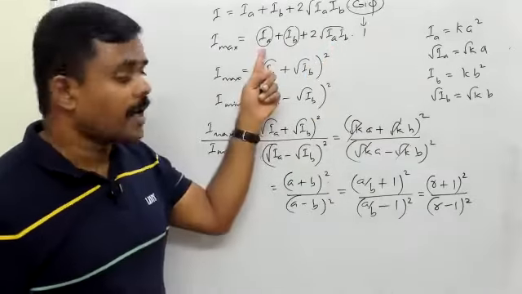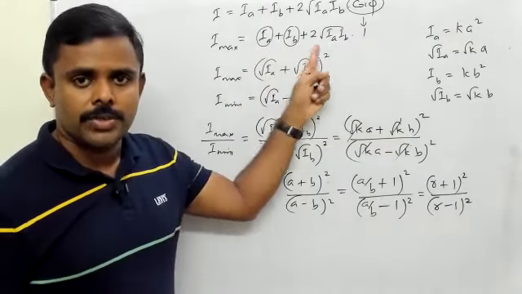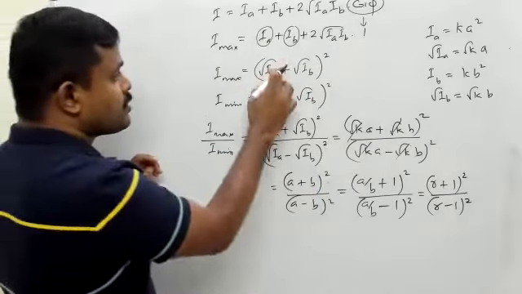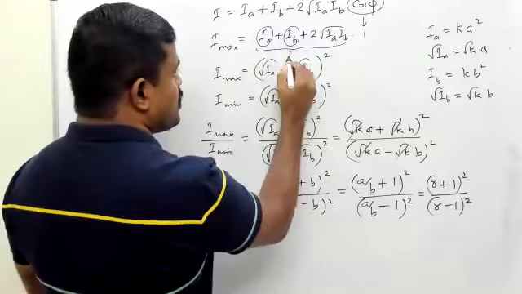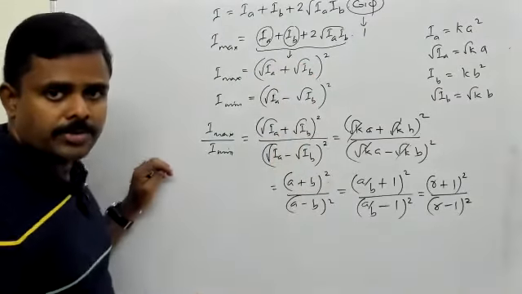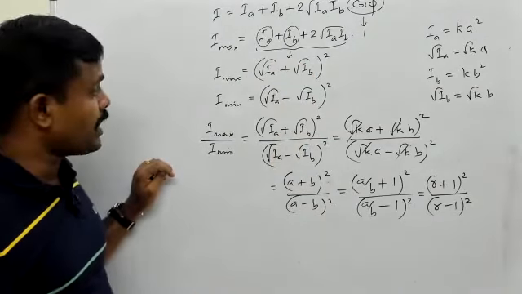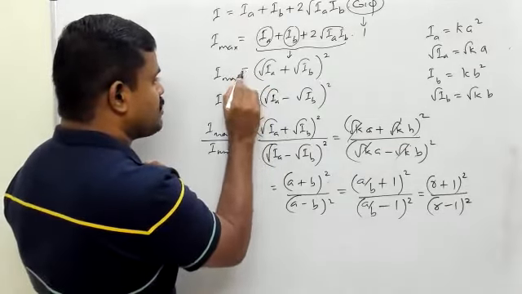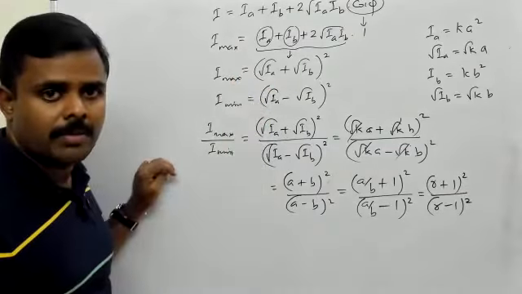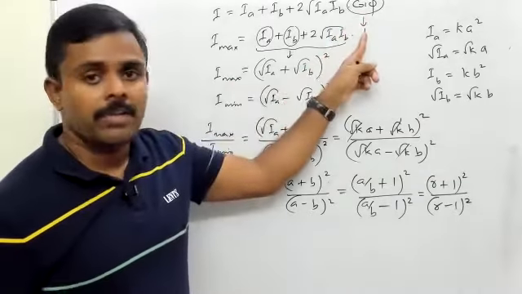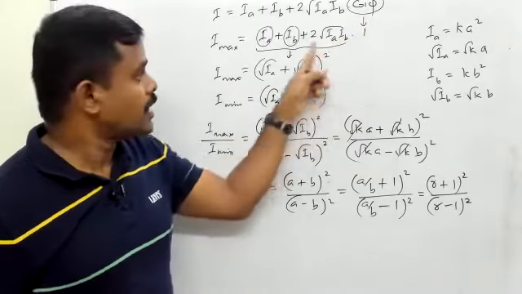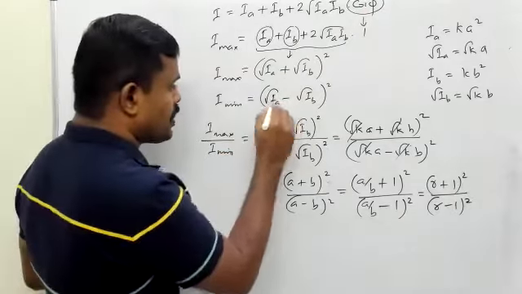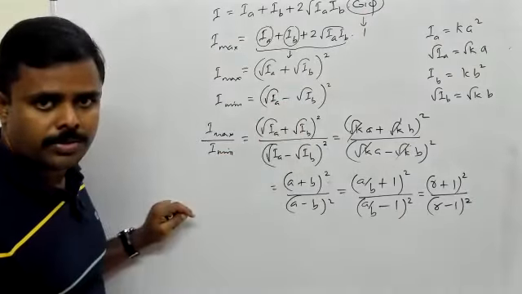And this looks like A square plus B square plus 2AB, which is A plus B the whole square. So I'm rewriting the whole thing as root of IA plus root of IB the whole square. Similar way, if I want I min, I minimum. First one was I max, I maximum. This is I minimum. For minimum, cos phi value will be minus 1. So that will be minus 2 root IA root IB. So that makes it root IA minus root IB the whole square.